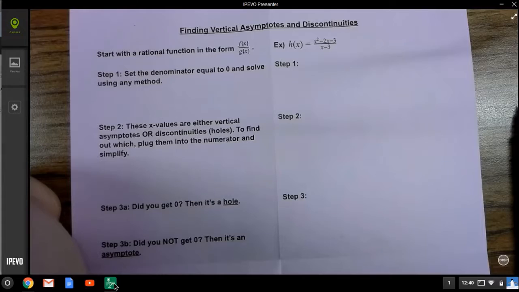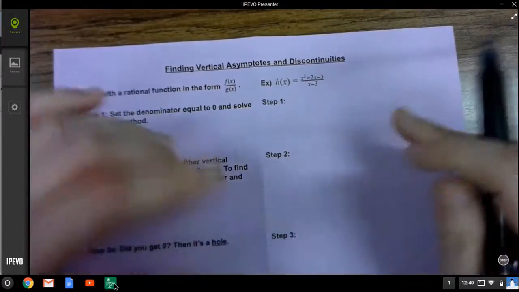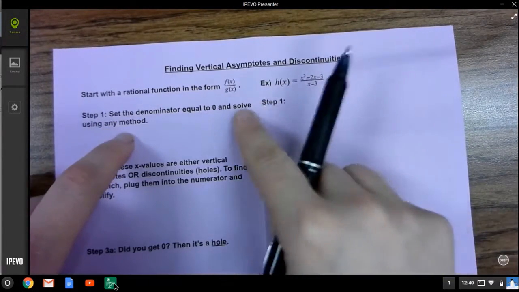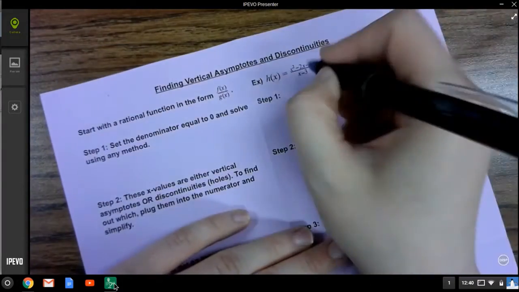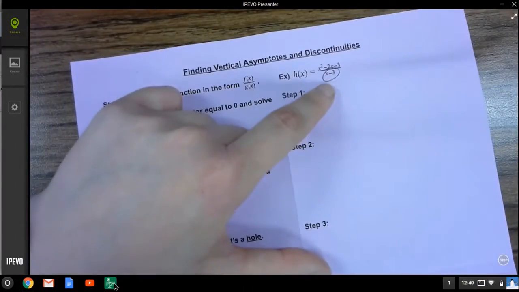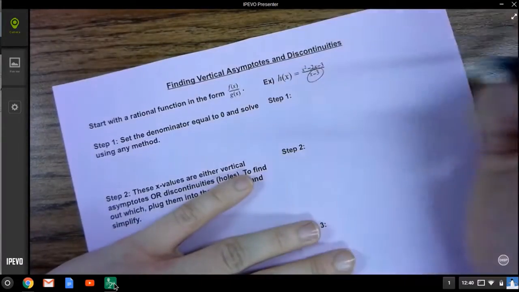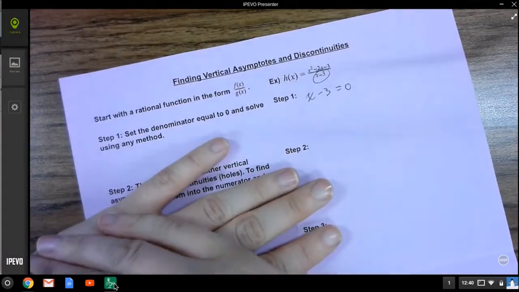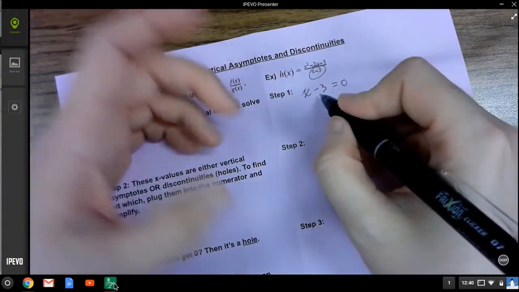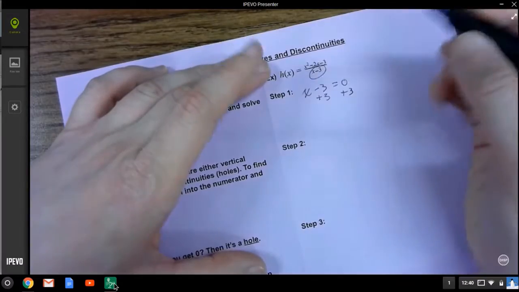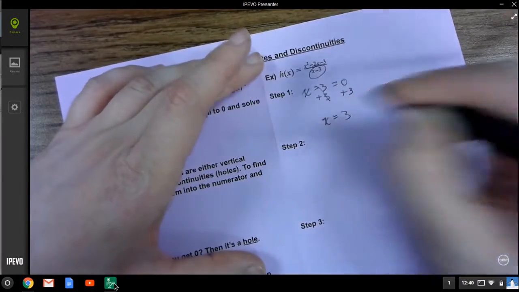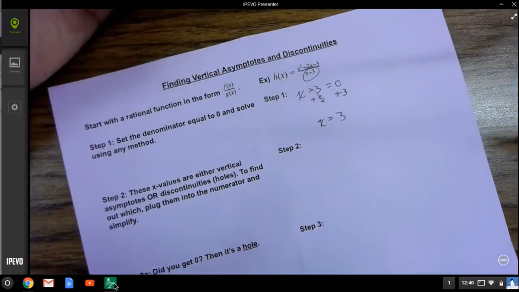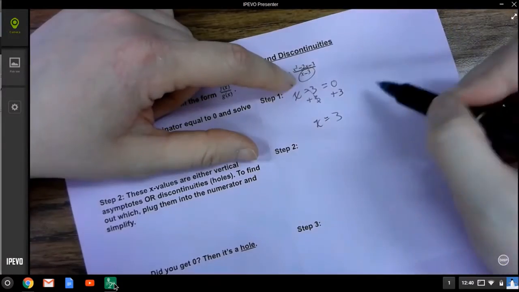Let's go back to the paper. So let's find out. Let's see where this hole is hiding that we think is there. So the first thing I want to do is set my denominator equal to 0 and solve using any method. So basically, I just want to see where x minus 3 equals 0. What values will make this 0? So take your denominator, make it equal 0. Now this one is super easy to solve. Just add 3 to both sides and then you'll be done. So x equals 3. So that means when x is 3, then my denominator will be 0. And of course it will. 3 minus 3 is 0.